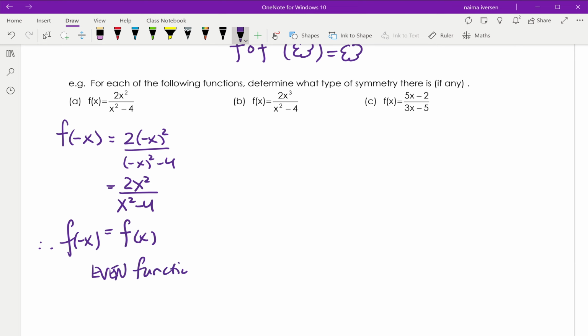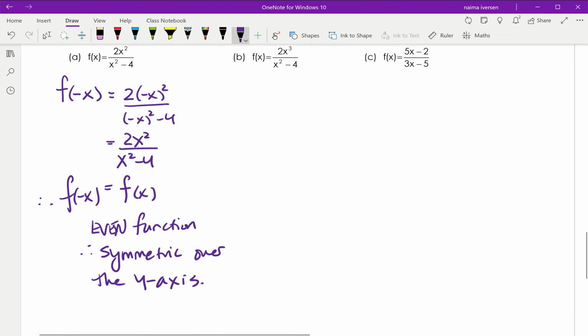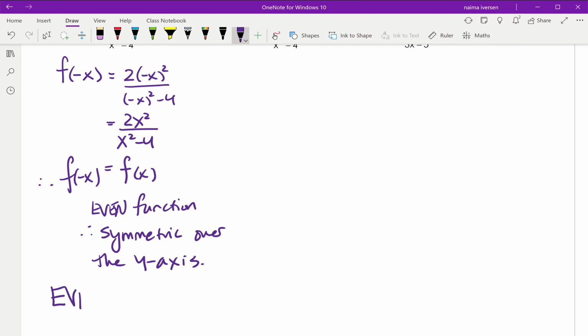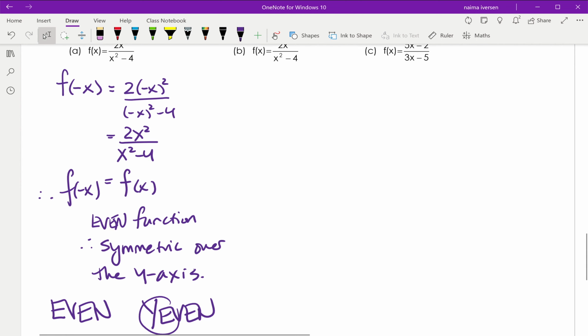And an even function is symmetric over the y-axis. So the way I always used to remember how we were going to figure out symmetry over the y-axis is that if I think about saying even, maybe I can say even like this, right? It kind of has a ye sound in front and might help you remember that it's the y-axis. I don't know if that's going to work, but we'll see.